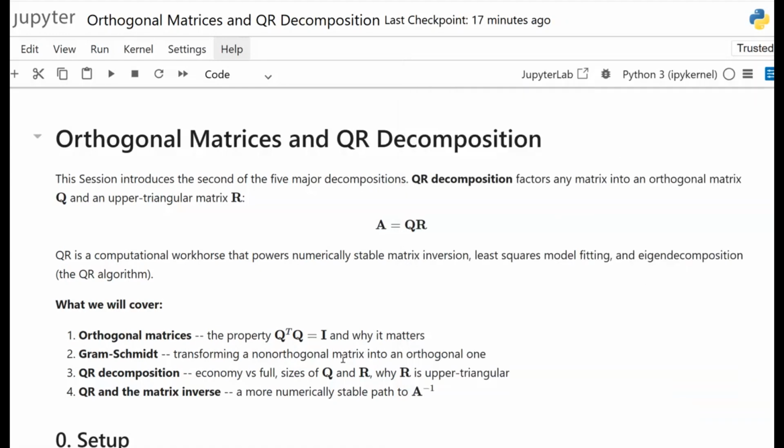And let's wrap up today's session, dear friends. We started with orthogonal matrices and discovered something remarkable. A transformation can rotate data without changing its length, without changing its angle, without destroying its geometry. We learned why Q transpose multiplied by Q equals I makes orthogonal matrices computational superheroes.